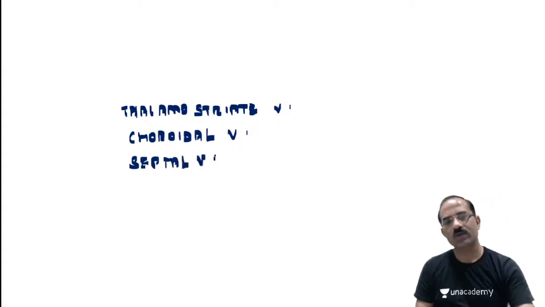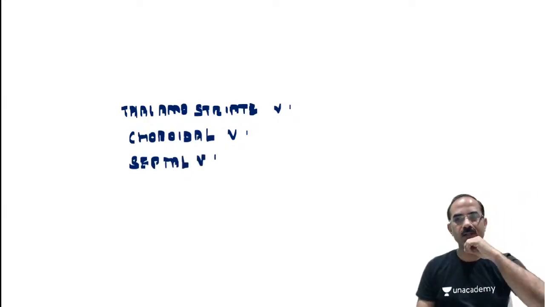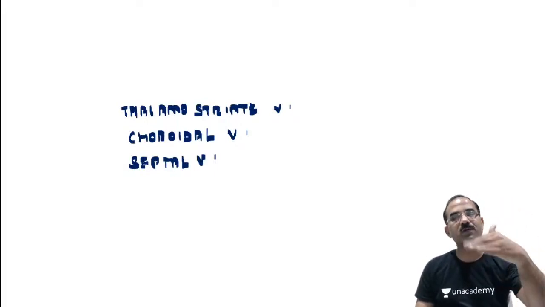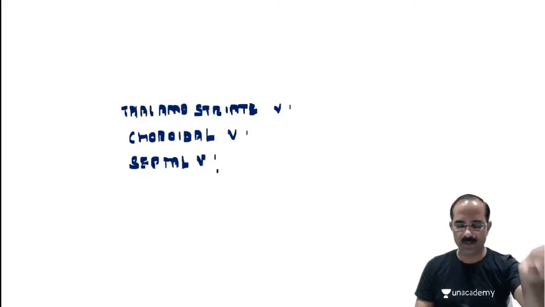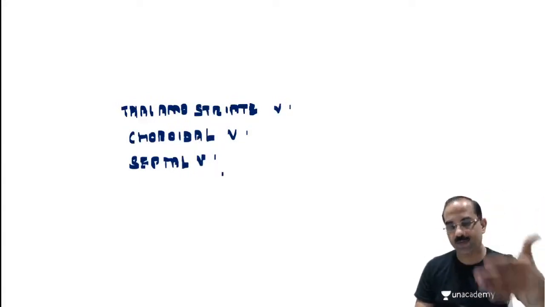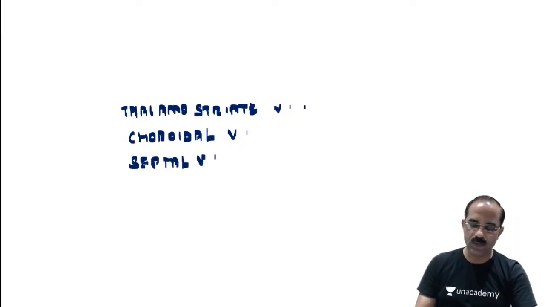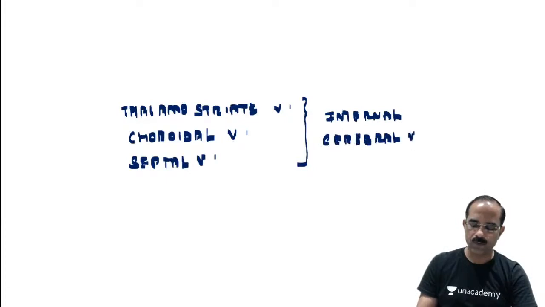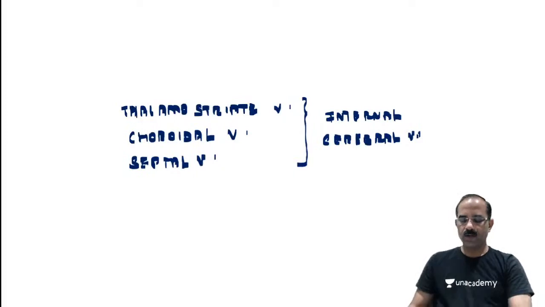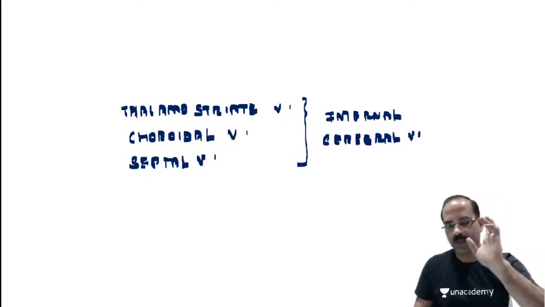Okay, so the thalamostriate vein lies between the thalamus and the caudate nucleus. The choroidal vein drains the choroid plexus. Write this down. And the septal vein drains what? The septum pellucidum. The septal vein is going to drain the septum pellucidum. These three will join to form the internal cerebral vein. So three veins join to form the internal cerebral vein.